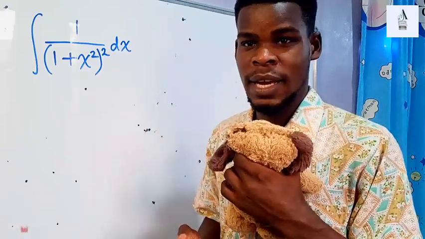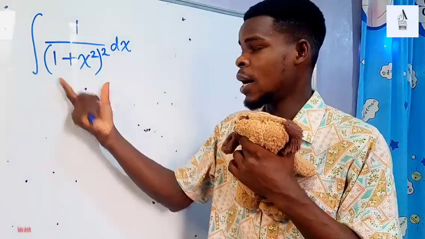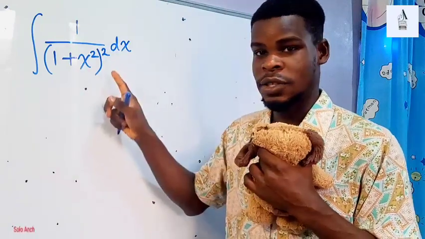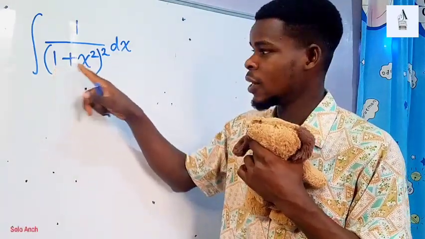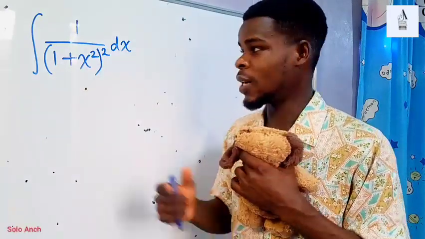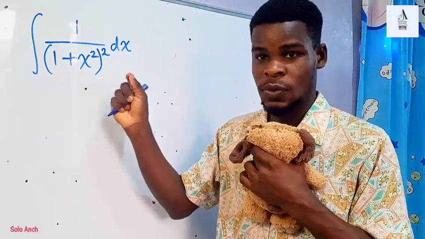In this video, we want to find the antiderivative of 1 over (1 plus x squared) all squared in the denominator, right? This is a fraction, and as you can see, the denominator is an irreducible quadratic, that is 1 plus x squared. It doesn't have real factors, right? And that's not all. The denominator has been squared again.